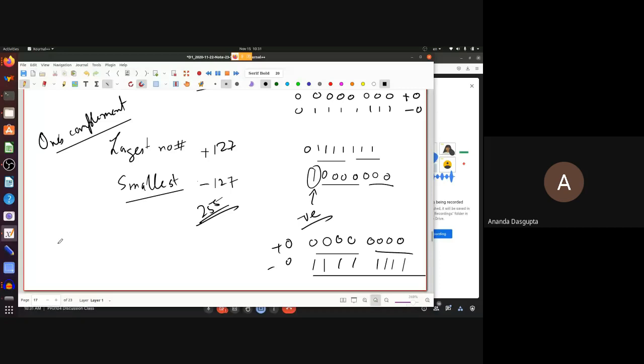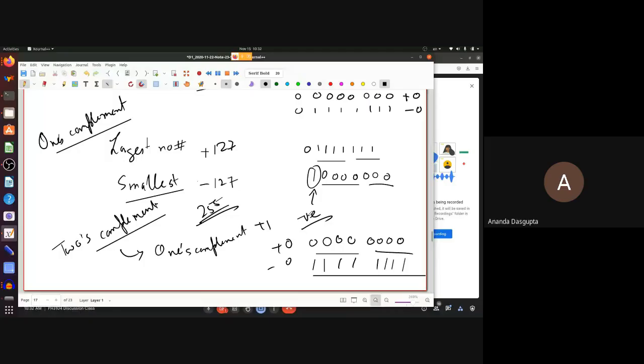Two's complement, on the other hand, solves this. Two's complement does this. You do a one's complement and then add a 1. 1 at the least significant bit. That is 7 zeros and a 1. If you do that, all these problems go away.